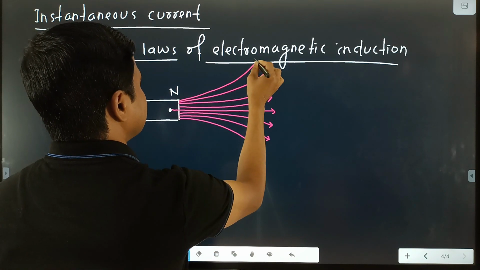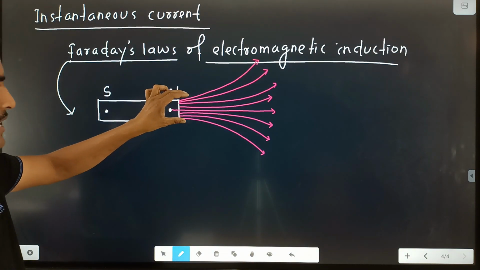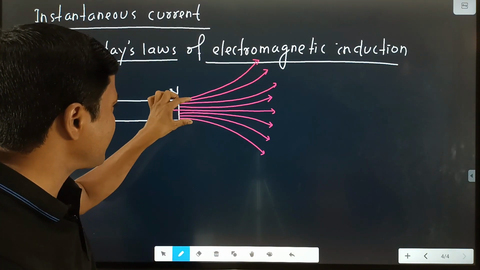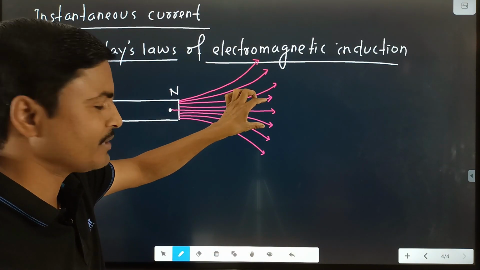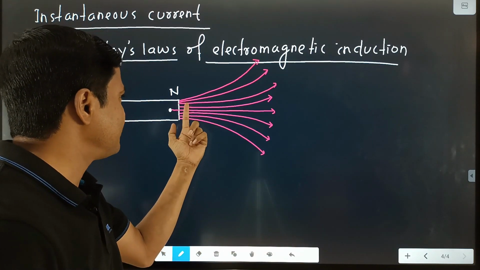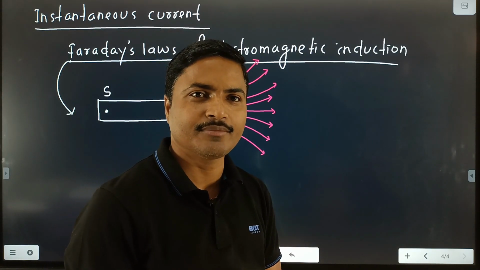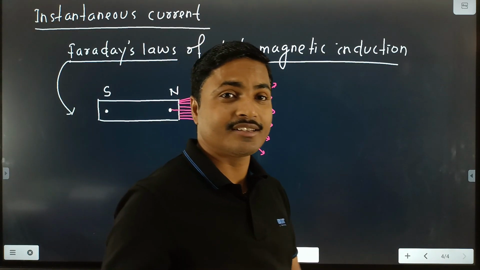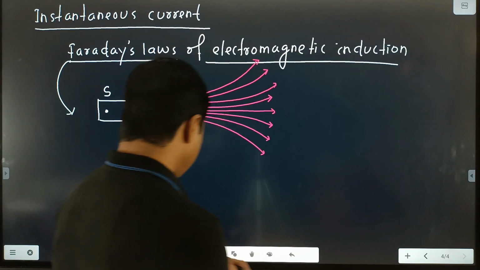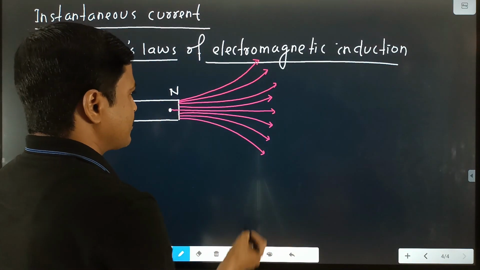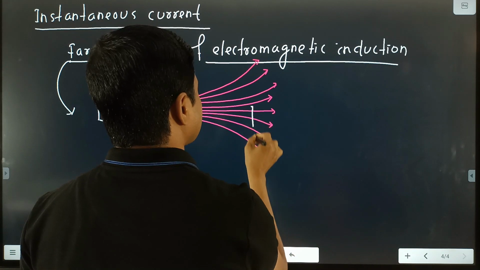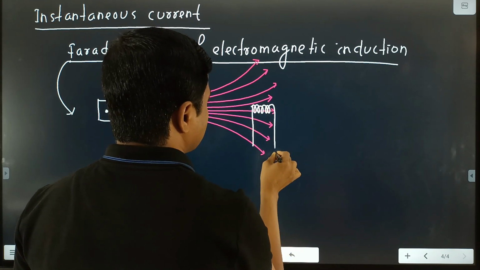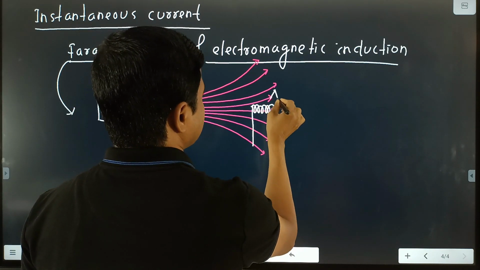Near the magnet, magnetic lines of force are closely packed, or the distance between two magnetic lines of force is very small as compared to this one. So near the magnet, the magnetic field is maximum. And if the distance is gradually increased, the magnetic field gradually decreases. Clear? Suppose here we take a coil. Suppose the coil is situated at point A.